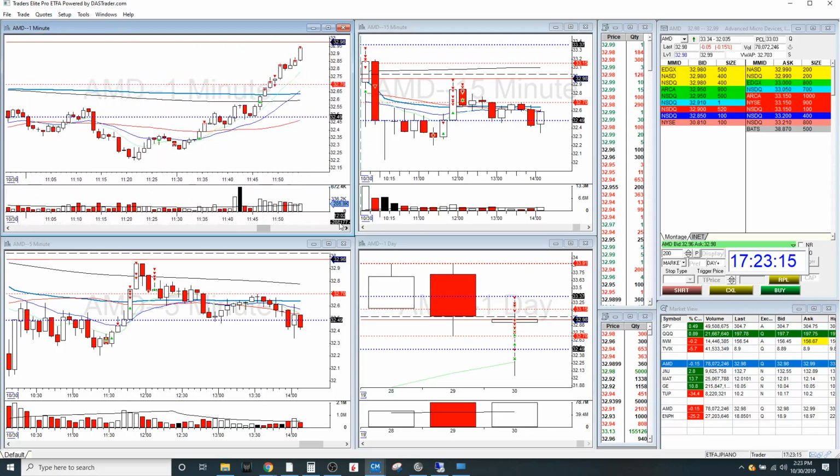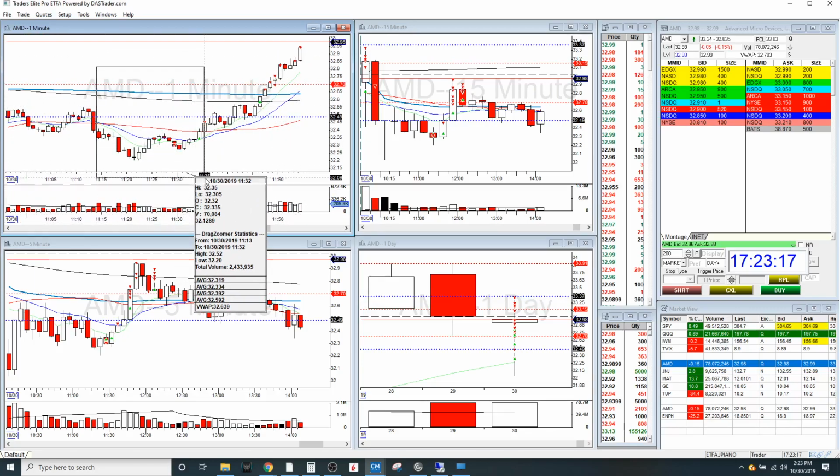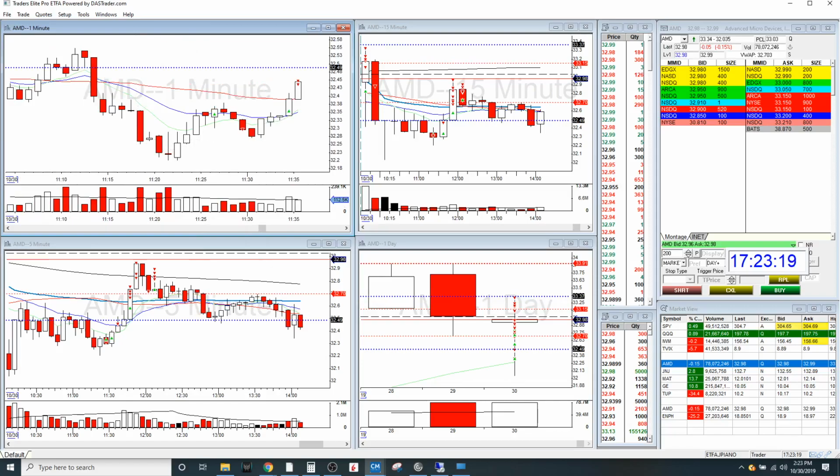There you go. So yes, as you can see, I got in right here. I saw in the 5 minute right here, it formed this beautiful hammer, good volume. Volume's a lot higher than the previous candles. So I thought this was going to be a good little reversal play here. Also on the 15, I saw this hammer candle forming.